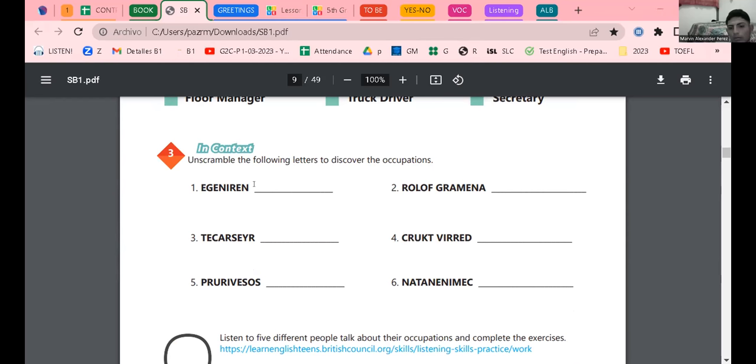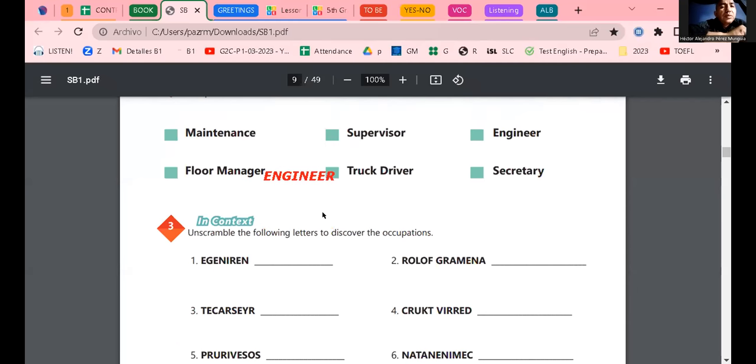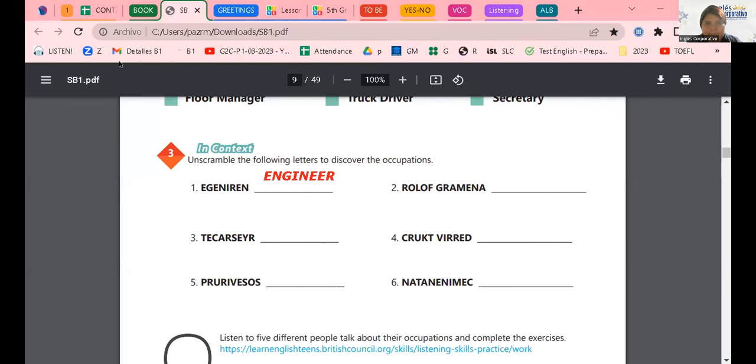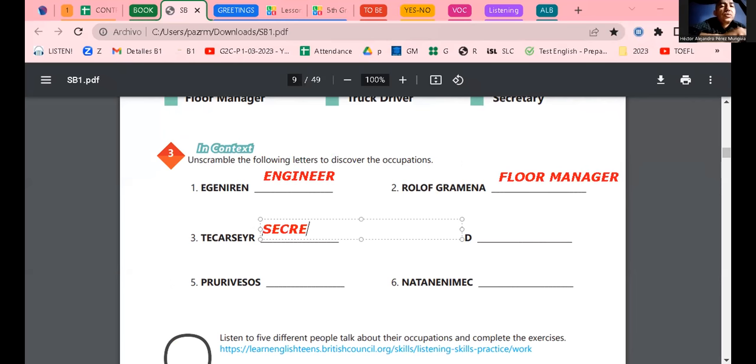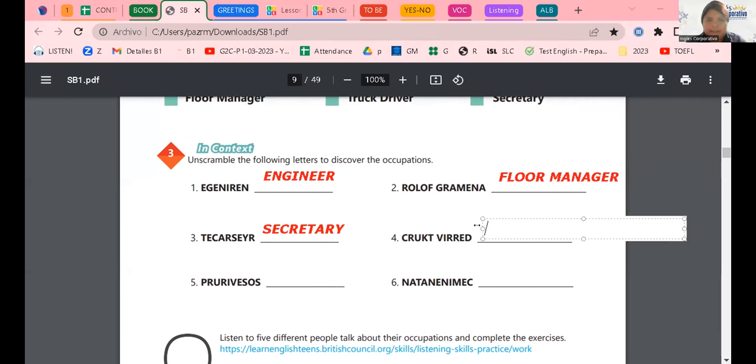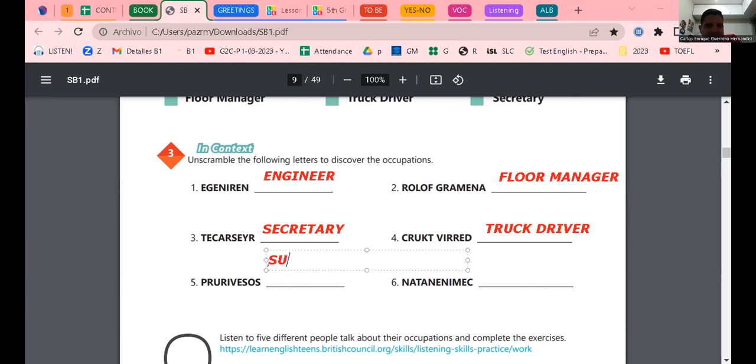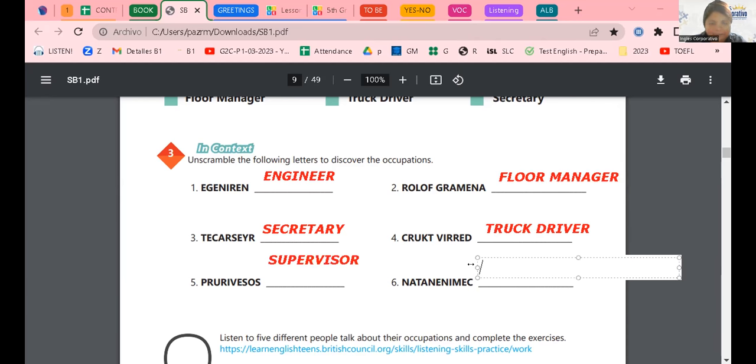We have to guess. Engineer. Okay. Engineer. How about, let's see, number 2, look at this. Floor manager. Mm-hmm. Floor manager, number 3. Secretary. Okay, secretary, 4. Truck driver, very good. Number 5. Supervisor, okay. Number 6. Maintenance. Okay, how do you spell that?